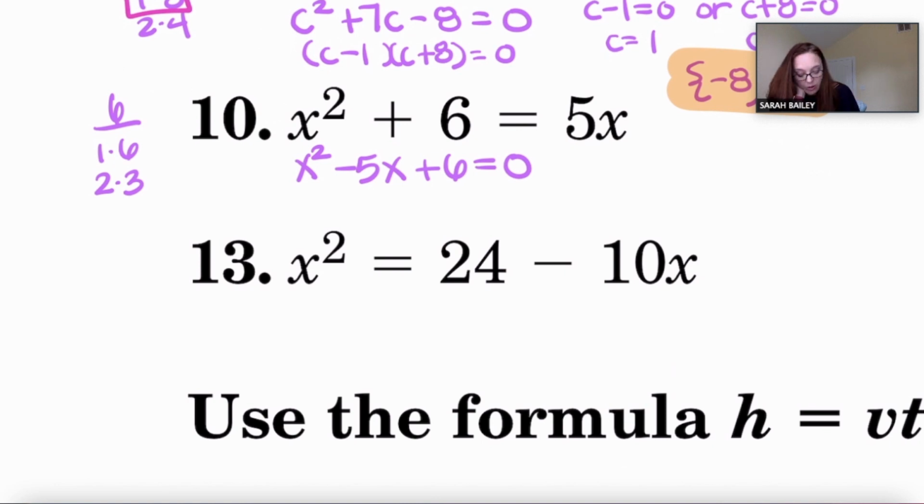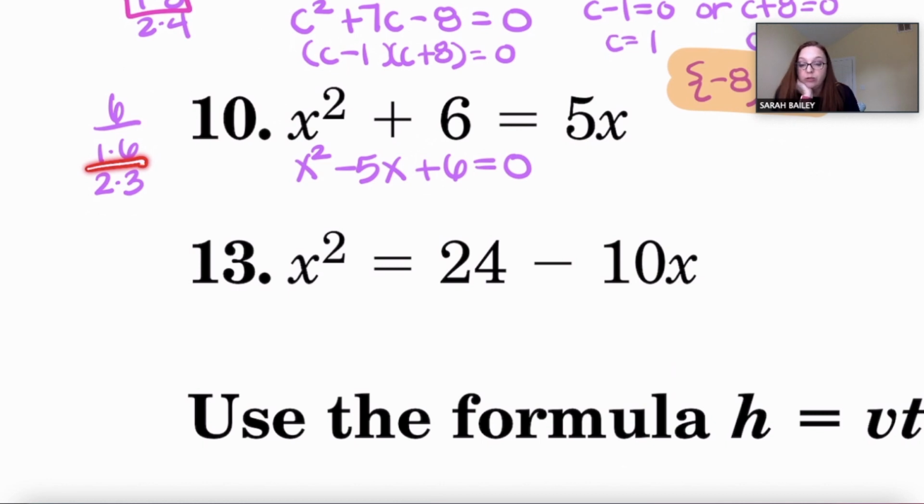So I can either do negative 2 plus negative 3 to get negative 5, right? Or I can do 1 plus negative 6 to get a negative 5. So which one do I use? Well, when I multiply, I want them to be positive.